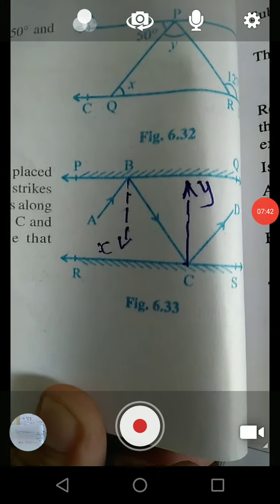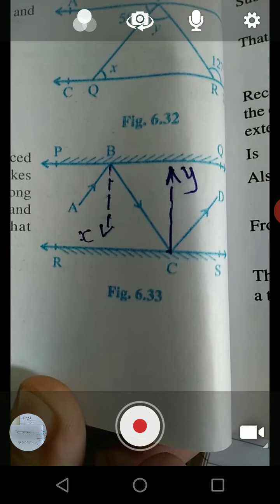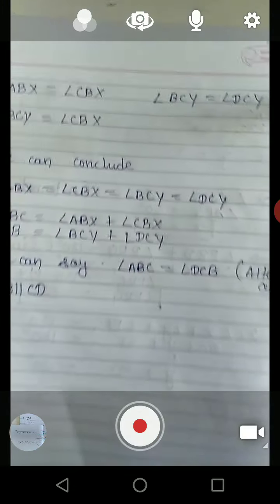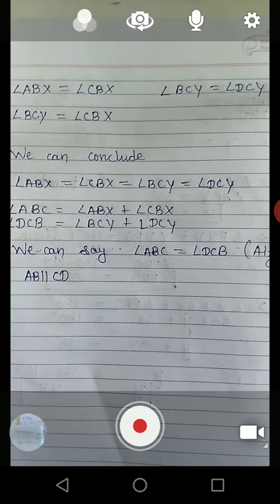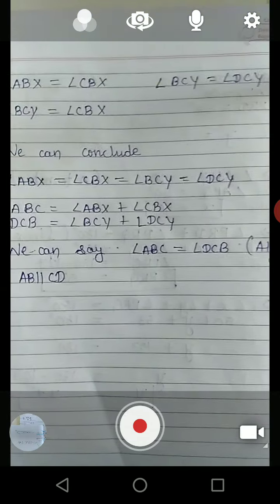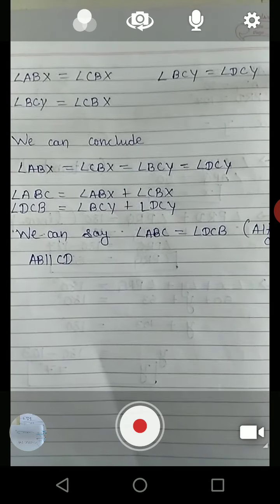So here I have two parallel lines. I have drawn the normals, one is X and another is Y. Let me solve how to solve this question. So first of all, ABX is equal to CBX, and BCY is equal to DCY.